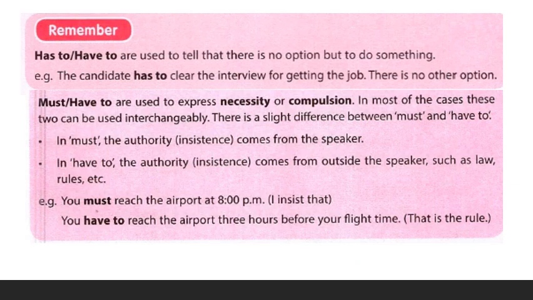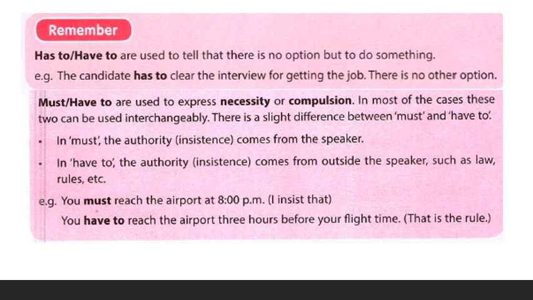Now coming to our practice book. What are the modal verbs we have in our practice book and what are the rules that we have to follow? Here comes our first one: has to or have to. These modal verbs are used to tell that there is no option but to do something. The candidate has to clear the interview for getting the job. There is no other option, right?